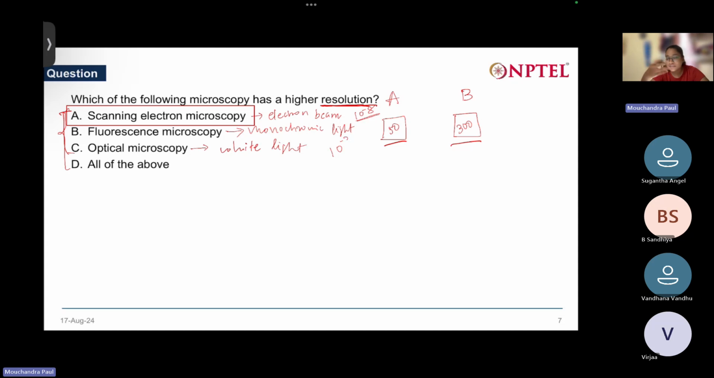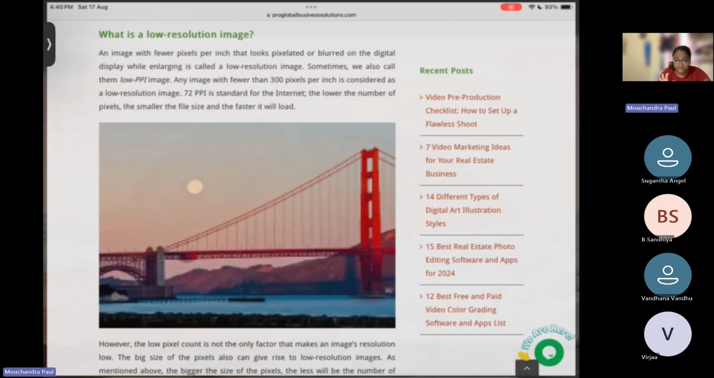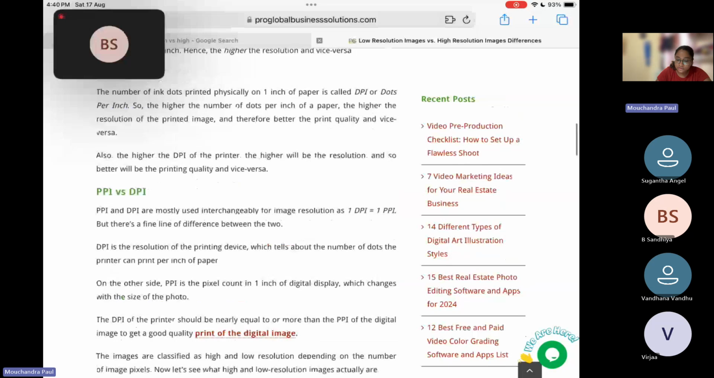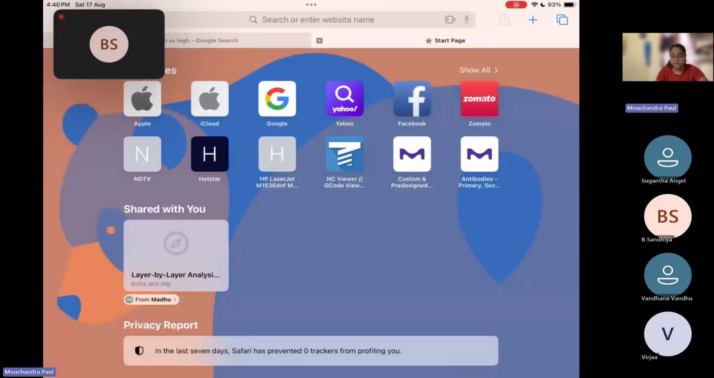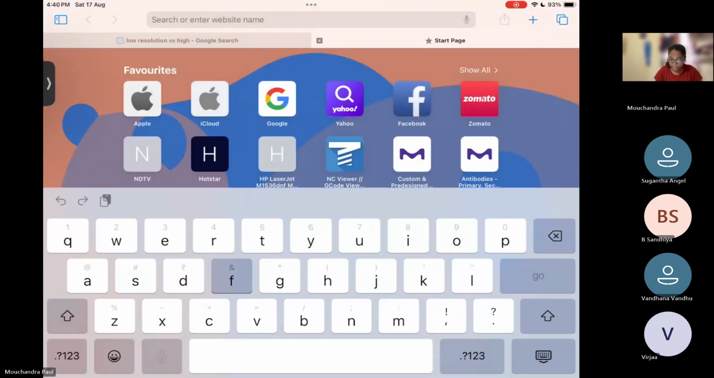So each of these is going to give you an image, and about that image I'm talking. The images that you will get from an electron microscope will have more pixels, so the image will be much clearer. Whereas for fluorescence or optical microscopy, if you zoom in, the image will start getting blurrier and blurrier. Let me show you some examples of how the results look in electron microscopy, fluorescence microscopy, and optical microscopy.